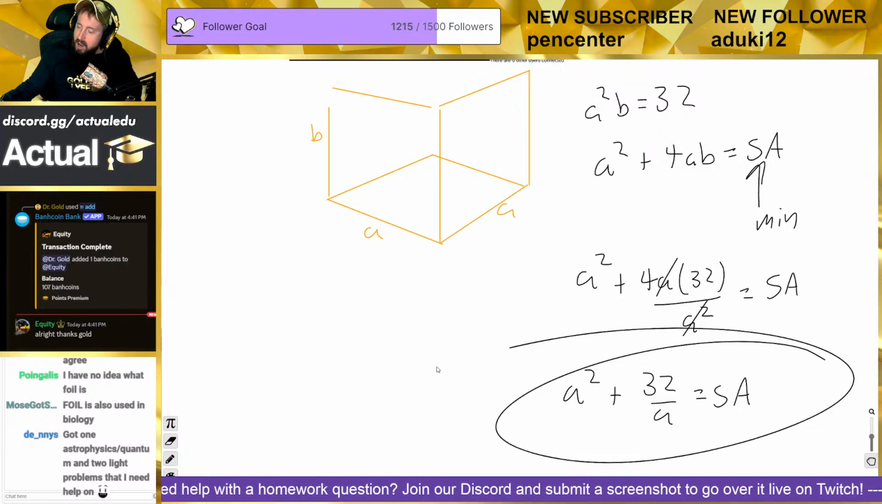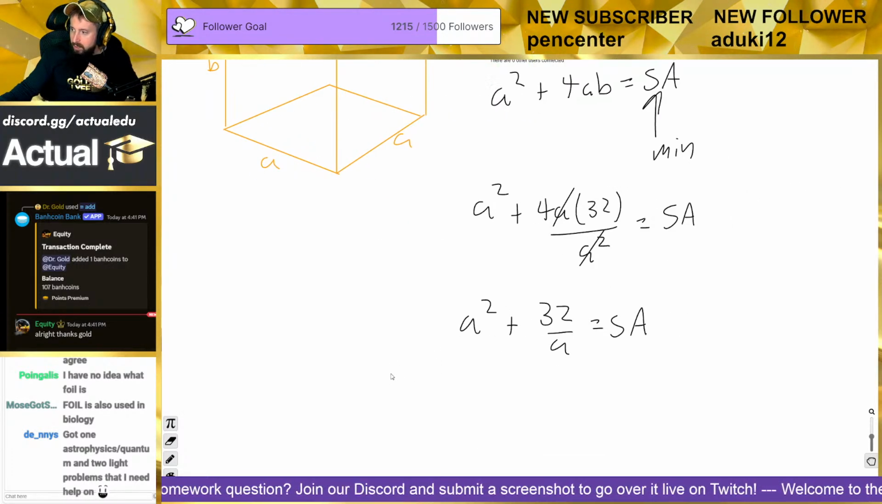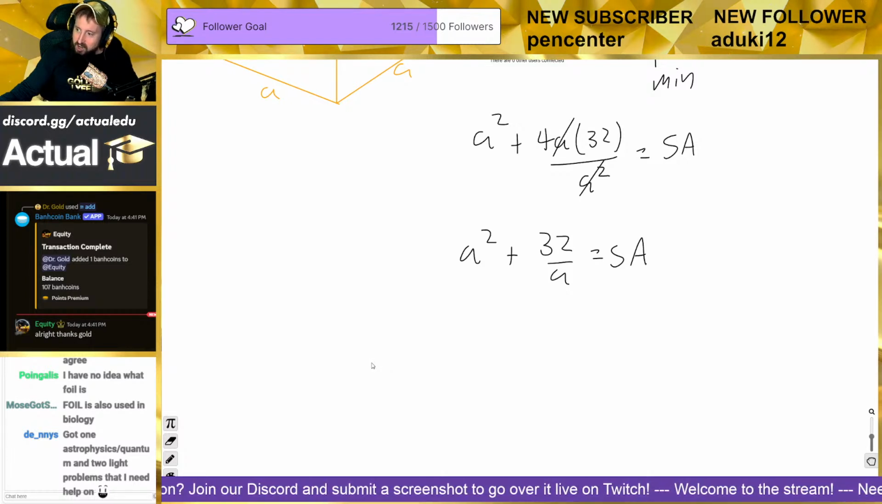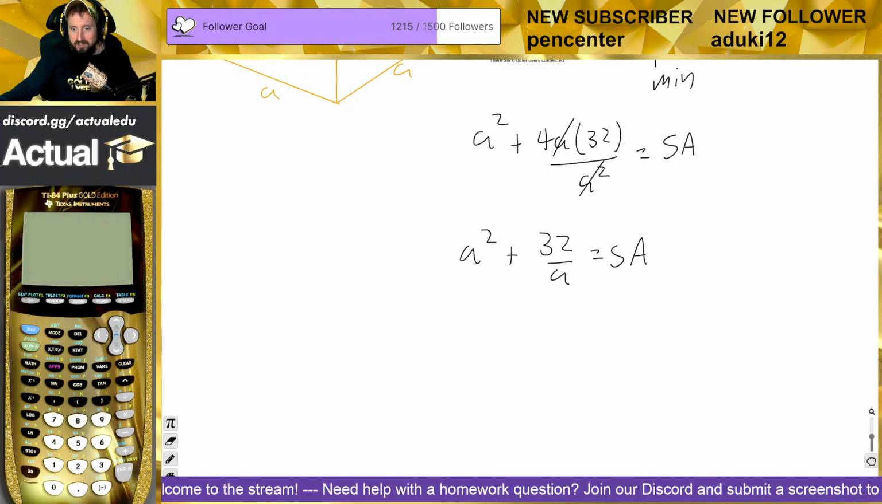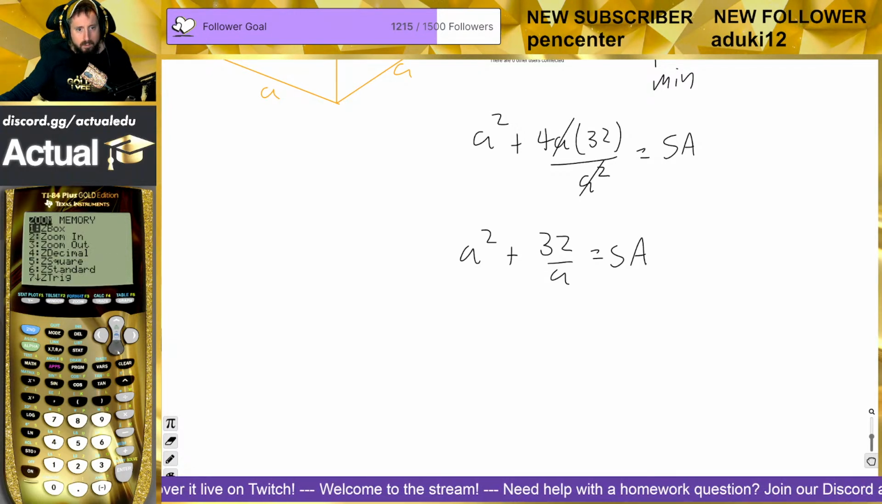This is unfortunately not a nice parabola or anything. So I could use calculus, find out where the derivative is 0, and then do stuff. But it's just gonna look ugly. So I'm just gonna graph this. The other way to do it is just graph it. Okay, so let's graph A squared plus 32 over A. Trace it out, and it's gonna have a minimum somewhere. Yeah, there we go. Let's zoom out.